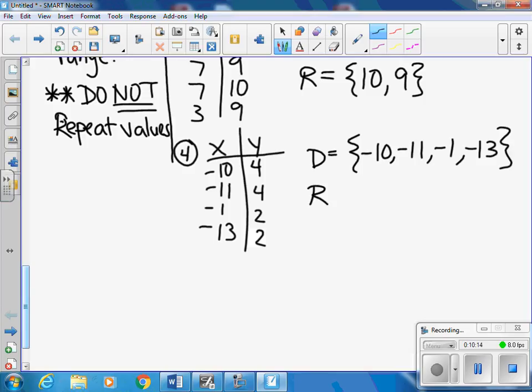For the range, there is a duplicate of the 4 and of the 2. So my range values will only consist of 4 and 2. You don't need to list each one that you have multiple times. All right, so be careful with that when you're writing your domain and range.